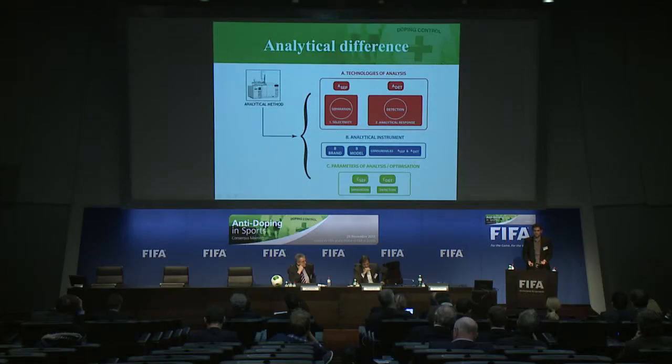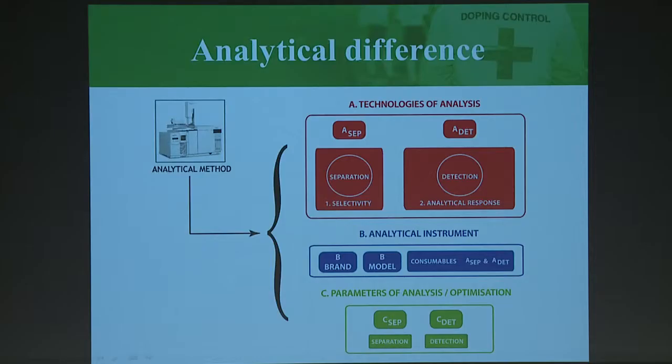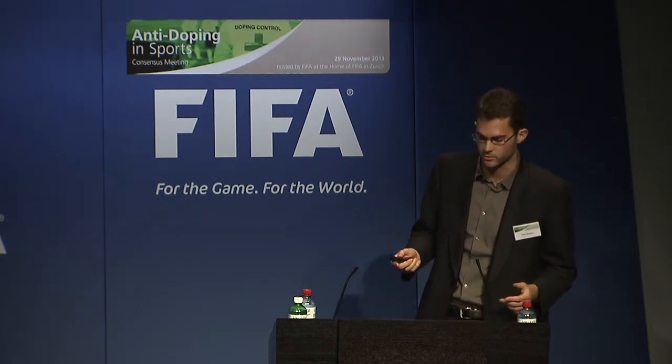Of course, we are dealing with a different analytical method. But what does it mean? So in this study, we decided to define an analytical method according to three levels of analytical parameters. Basically, we say that an analytical method could be defined by its analytical technology of separation and detection, then by the brand and the model of the analytical instrument, and then by parameters of analysis which can be modified from one injection to another. For example, in GCMS, you will have here the flow rate or the event program. Here you will have the scan range, for example.